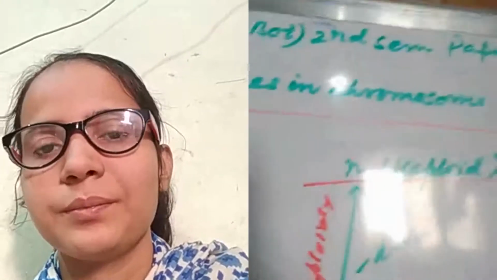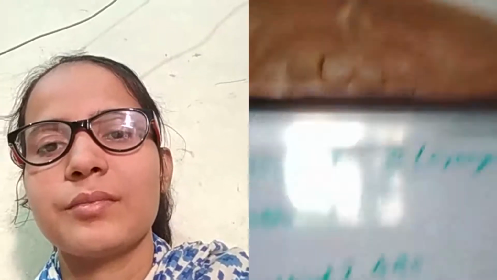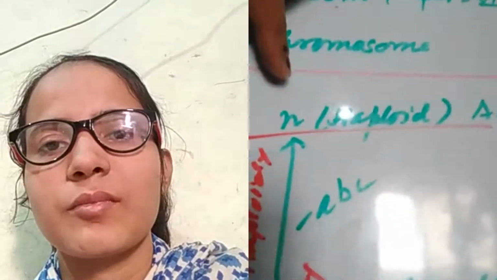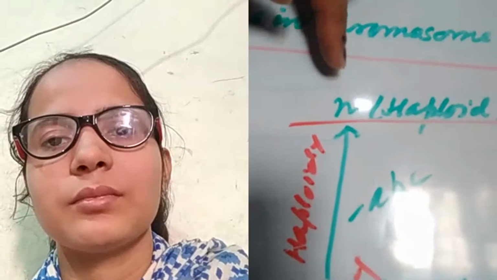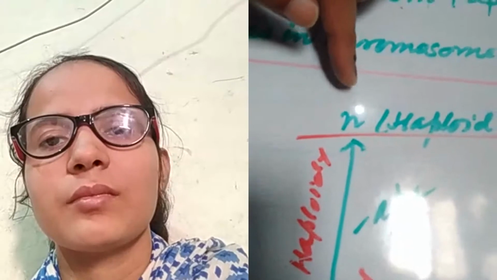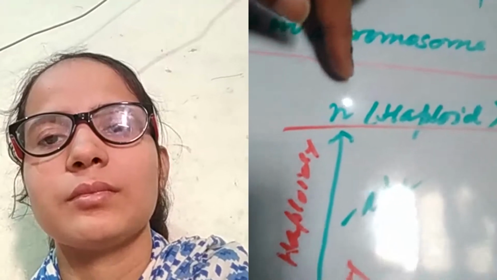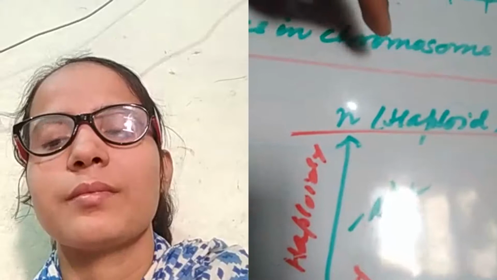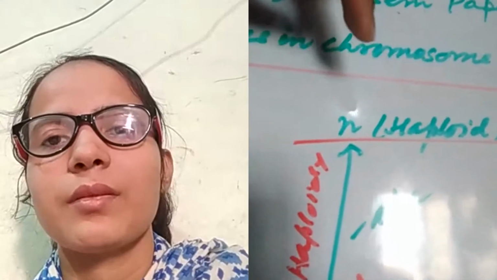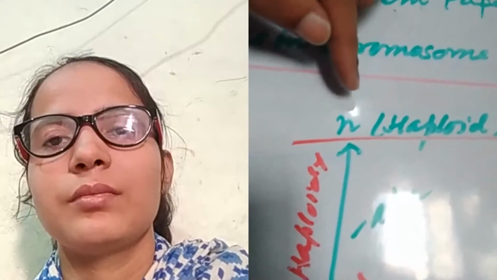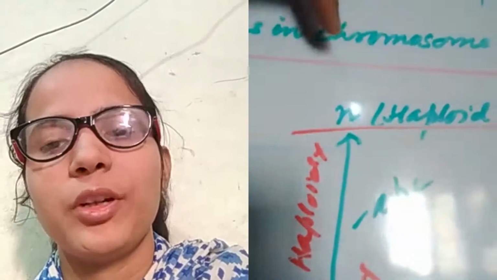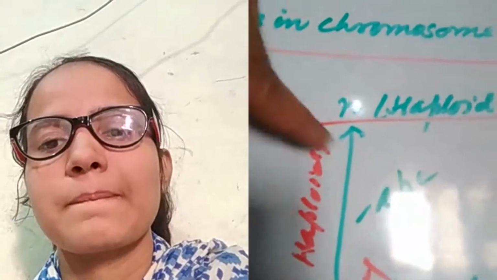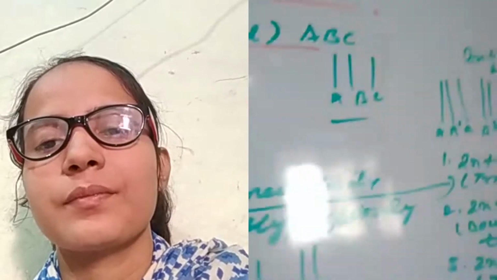So euploidy is a type of numerical change in chromosome which involves gain or loss of a complete set of chromosome. Such change in the number of chromosome which involves a complete set of chromosome is known as euploidy. Okay, so this euploidy is of two types, look here, haploidy and polyploidy.